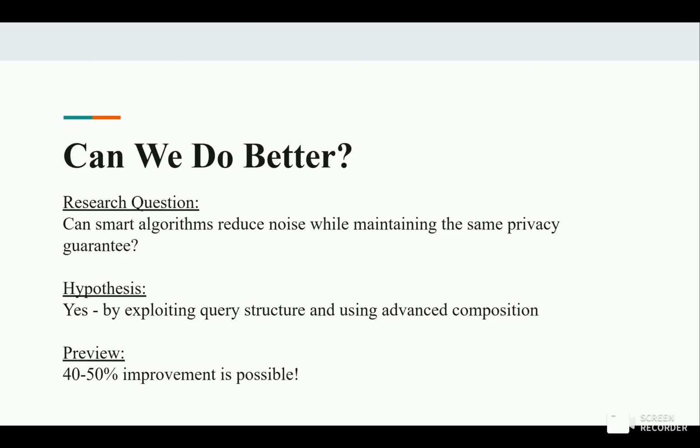So my research question is simple: can we do better? Can smart algorithms reduce the noise while maintaining the same privacy guarantee? My hypothesis is yes, by exploiting the structure of queries and using advanced composition techniques. And you will see here that we can achieve around 40 to 50% improvement, which makes a huge difference.